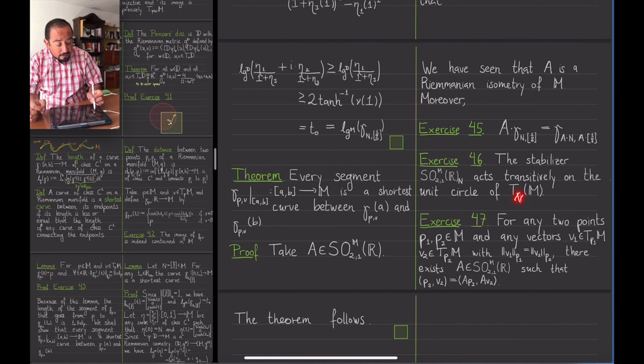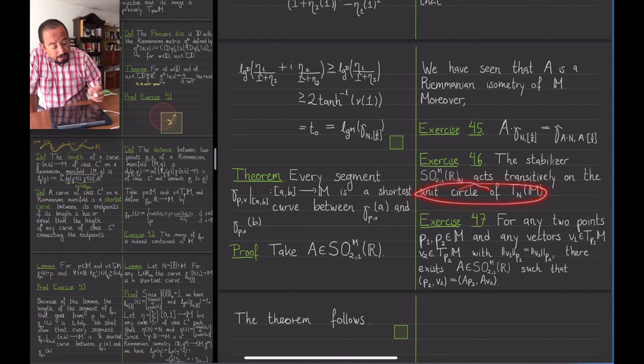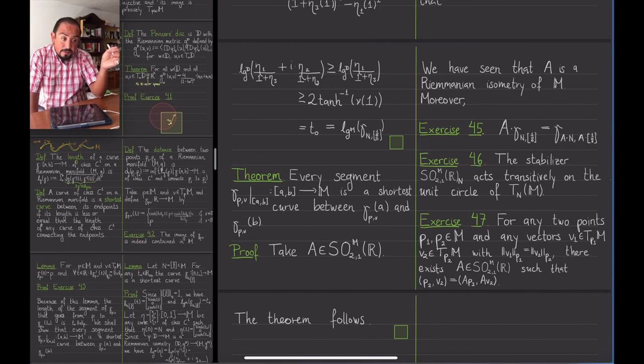Right? In the tangent plane of n, I have the unit circle. Because I have the Minkowski's inner product on that tangent plane. So I have the unit circle, and of course the elements of this one being Riemannian isometries, it means that if something is in a unit circle, the image is also in a unit circle, right? And it's the image by multiplying by A, which is the derivative of A itself.